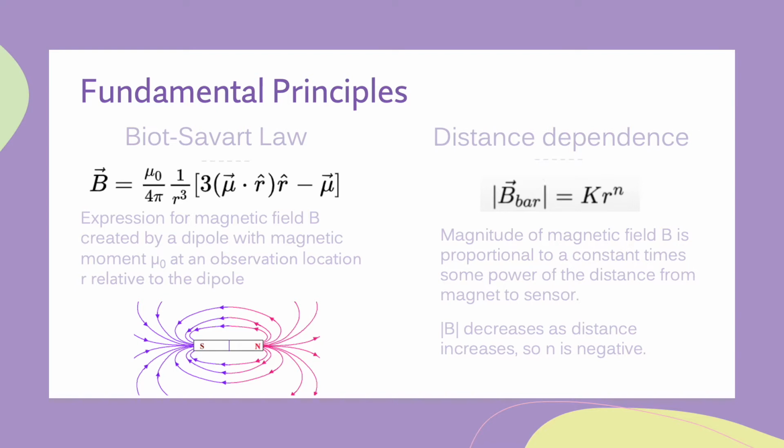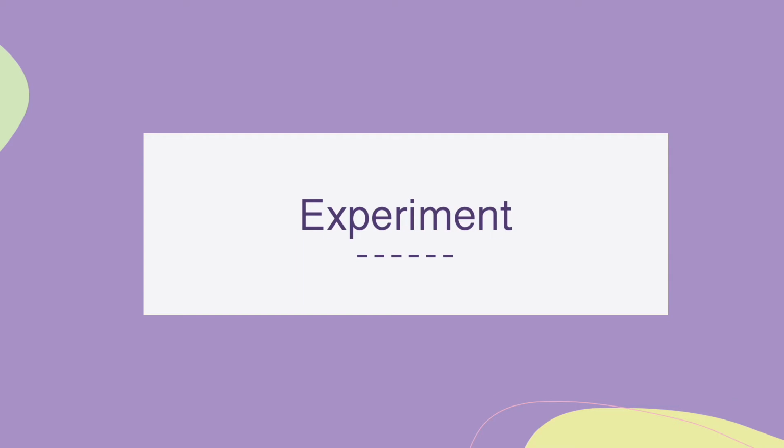Another important concept is the distance-dependent nature of a magnetic field. The magnitude of magnetic field B is proportional to the distance from the magnet to the observation location. The magnitude of B decreases as distance increases, so n is negative. First, I will describe the experimental setup and data collection procedure.